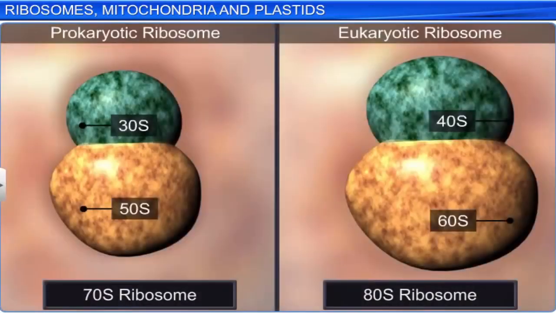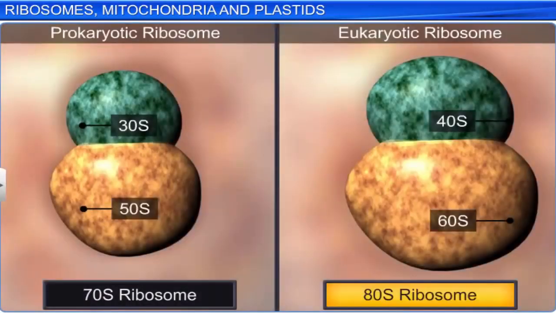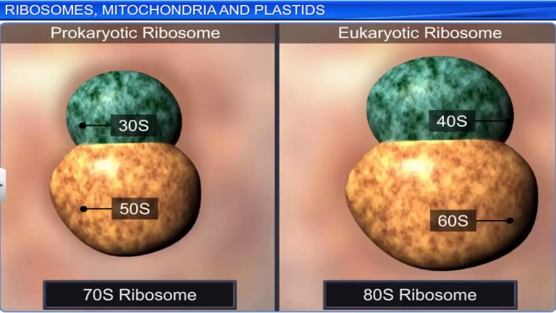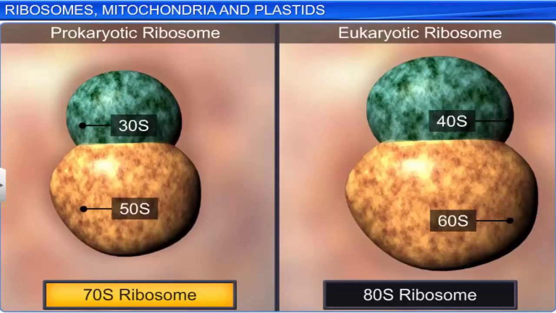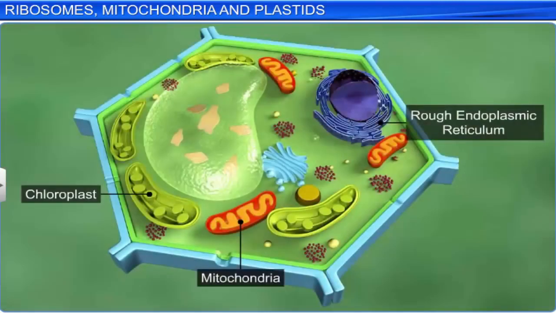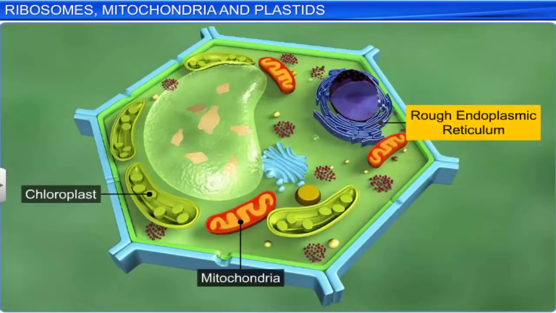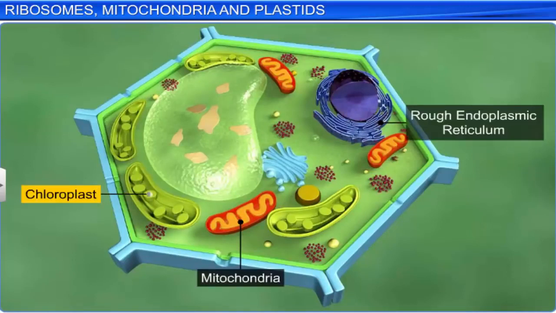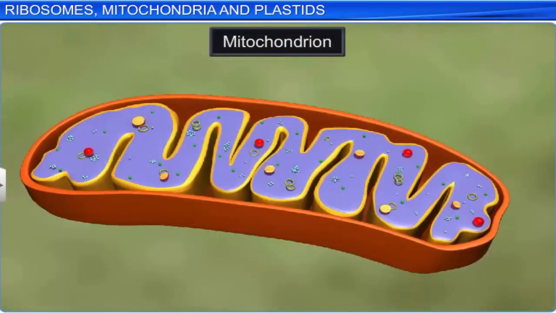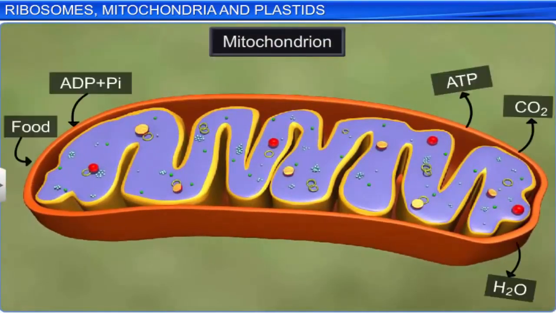While eukaryotic ribosomes are 80S and composed of 40S and 60S subunits, prokaryotic ribosomes are 70S and composed of two subunits, 30S and 50S. Apart from the cytoplasm, ribosomes also occur on the rough endoplasmic reticulum, in chloroplasts in plants, as well as within the mitochondria. Called the powerhouse of the cell, mitochondria are sites of aerobic respiration and produce cellular energy in the form of ATP.